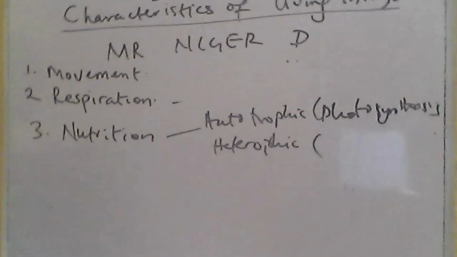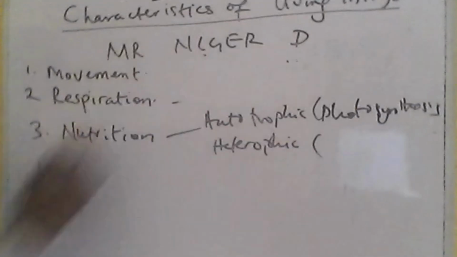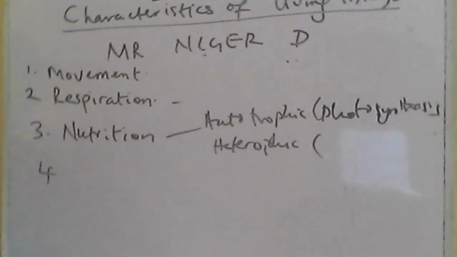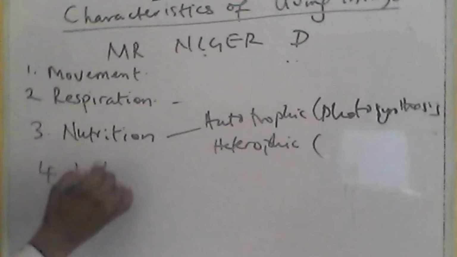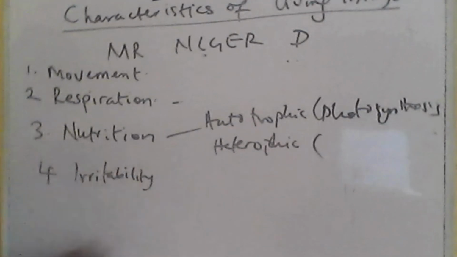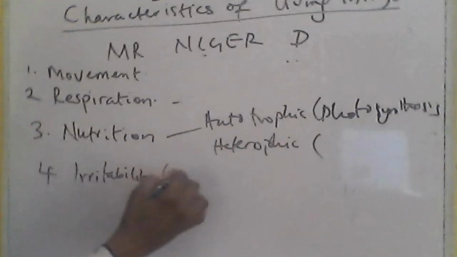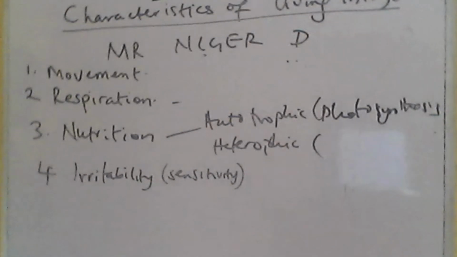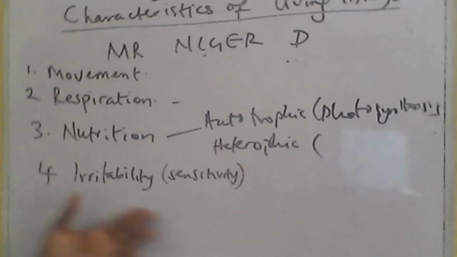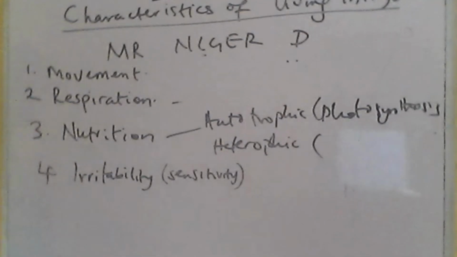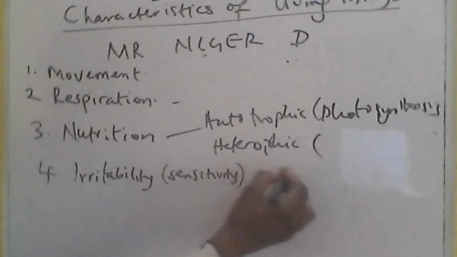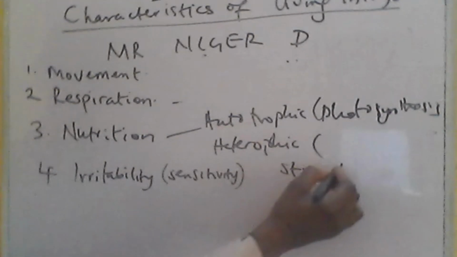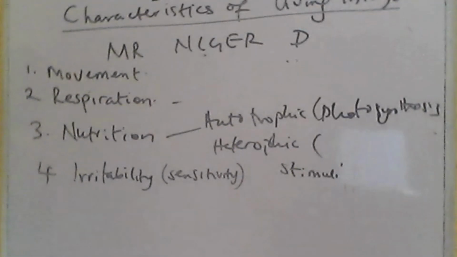Okay, so the next characteristic, number 4, we have done with N, and I is irritability. Irritability. Okay, so irritability has to do with sensitivity. So all living things are irritable, they are sensitive. It is defined as the ability to detect and respond to changes in the environment. So the word for changes is stimuli. So it responds to stimuli in the environment.